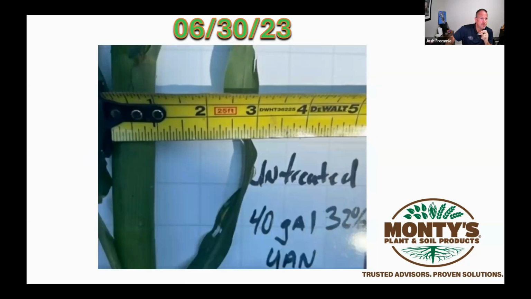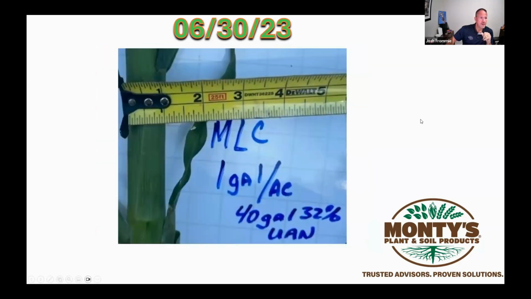A couple pictures showing the girth of the stalk, of the healthiness. That's an untreated, it's just under an inch. I kind of got it at a bad angle there. I should have been over to the left a little bit better to show a true measurement. I would say it was probably 7/8 or something like that. And then here's the stalk of the MLC. Again, I should have been over a little bit more. I think it'd be a little bit more than an inch.